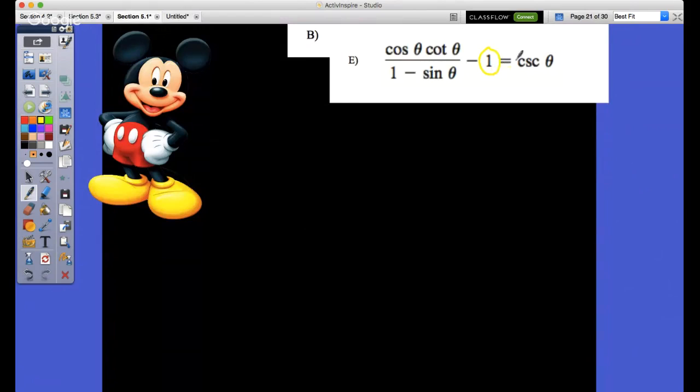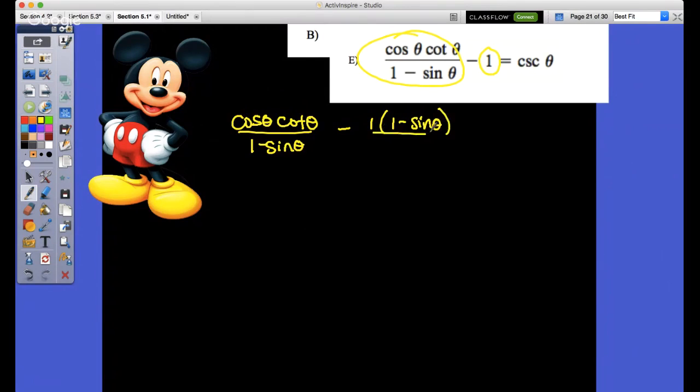And what we can do is to get this to where we could combine it with this other side, this fraction on the left, we could get common denominators. So we're going to do cosine theta, cotangent theta, all over 1 minus sine theta. And with this -1, I'm going to multiply by 1 minus sine on both top and bottom. Okay, so here we are.